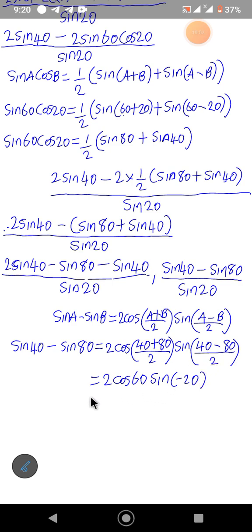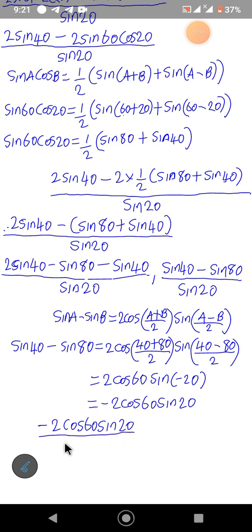Then I can say that this minus sign now is going to come behind here. So we have minus 2 cos 60 sine 20. Now I'm going to replace sine 40 minus sine 80 with minus 2 cos 60 sine 20. So write minus 2 cos 60 sine 20 all over sine 20.